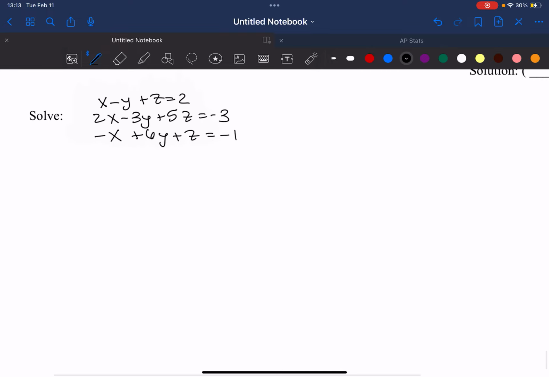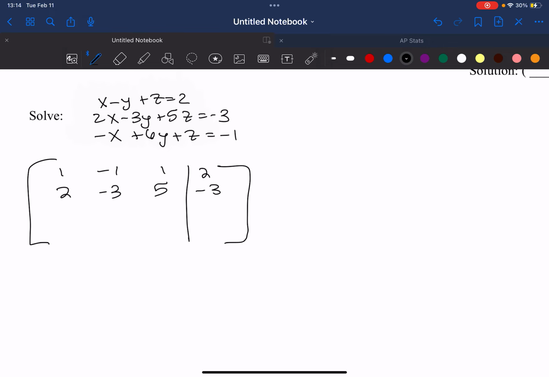Okay, next one. First step, turn this into a matrix. So I have 1, negative 1, 1, 2. Then I have 2, negative 3, 5, negative 3, negative 1, 6, 1, negative 1. Remember, my goal is to turn this into a lower triangle of zeros, starting off with this one being my first 0.